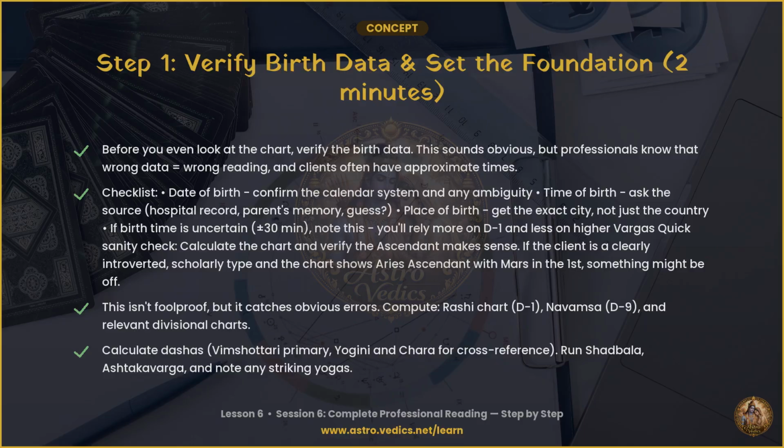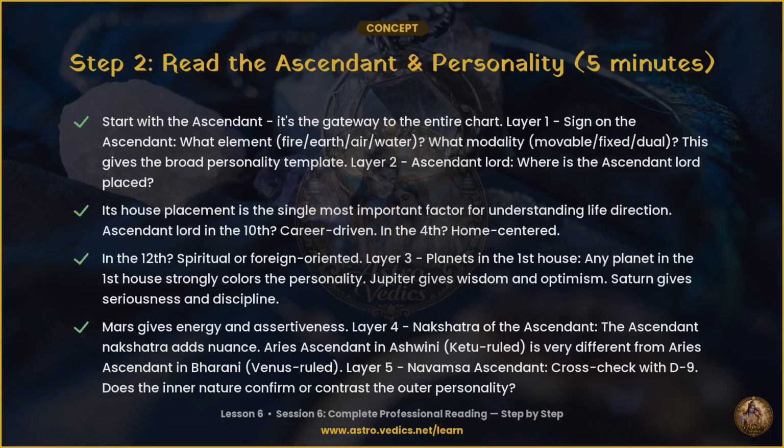Compute Rashi chart D1, Navamsha D9, and relevant divisional charts. Calculate Dashas: Vimshottari primary, Yogini, and Chara for cross-reference. Run Shadbala, Ashtakavarga, and note any striking yogas. Step 2. Read the ascendant and personality, 5 minutes.